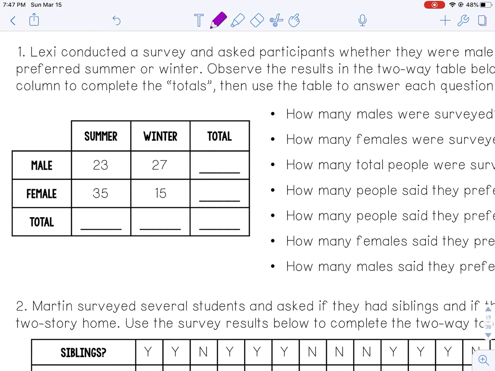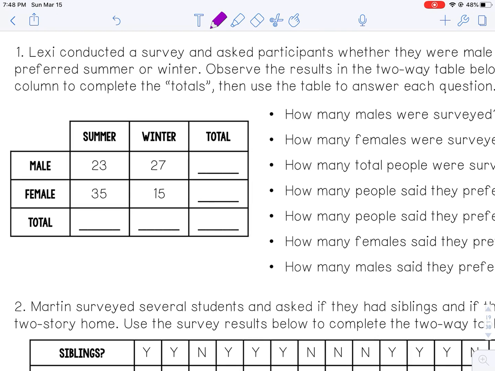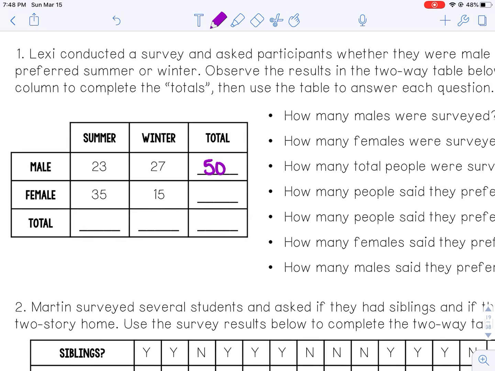So males, 23 of them preferred summer, 27 preferred winter. If you add that up, that's going to give you the total of males, and that's going to be 50. For females, 35 plus 15 is also going to give you a total of 50 females that were questioned.